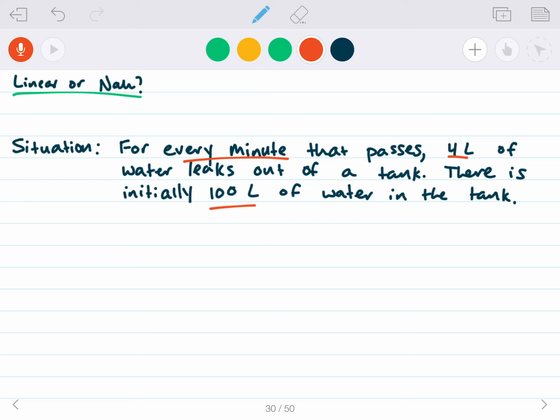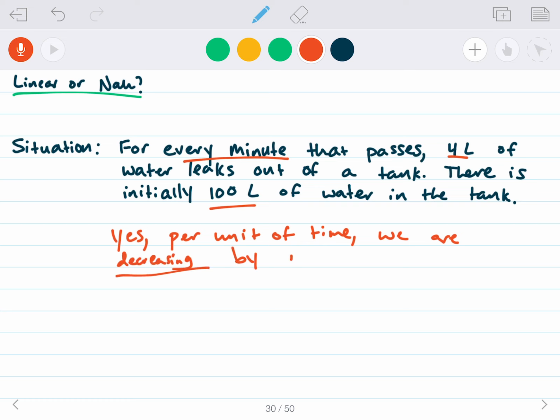Well, I would think yes, because per unit of time, so x value, we are decreasing by a set amount, right? And that set amount is 4 liters, right? After every minute that passes, 4 liters leaks out of the tank. And initially, there's 100 liters, so that right off the bat tells us that our initial value, aka our y-intercept, is 100. And we can make a little table for this where x is usually going to represent your time.